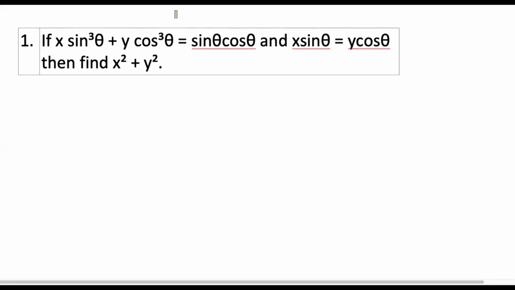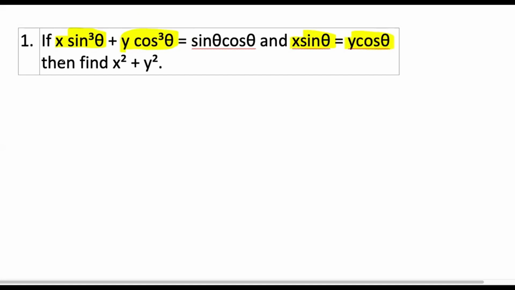Now, in the first question, it says x sin cube theta plus y cos cube theta is equal to sin theta cos theta. And we are given that x sin theta is equal to y cos theta. What we have to get is x squared plus y squared. Now, what we will be doing here is to obtain x and y. And how we are going to do it is, I'll be splitting this sin cube theta as sin theta into sin square theta. So it becomes x sin theta. And similarly, we can write this as y cos theta into cos square theta to use this relation.